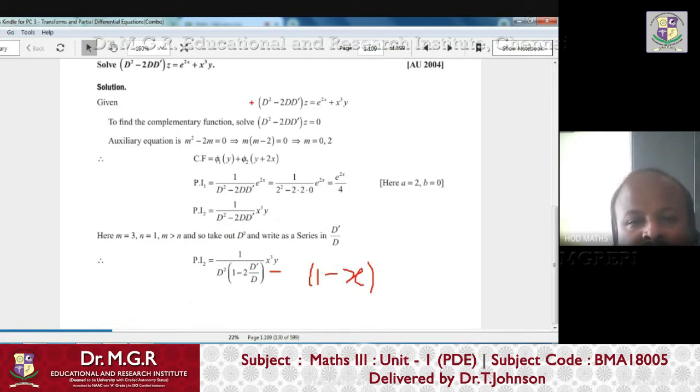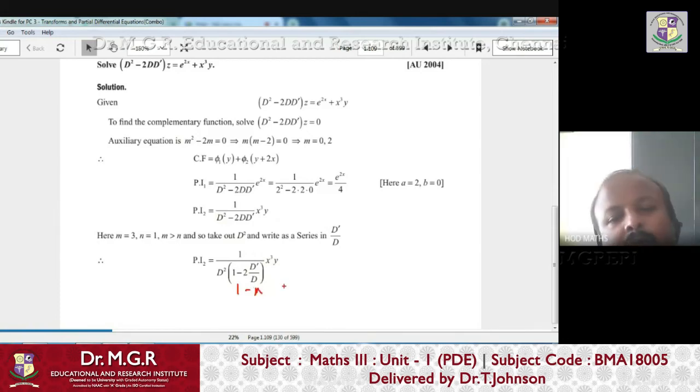Here you can see the denominator is nothing but D square minus 2DD dash. How to make it 1 minus x format? Take the first term out. So automatically it becomes 1 minus 2 times. Since you take D square out, the denominator is D square, but already 1D is in the numerator, so that D and this D square cancel out. So we'll get 1 minus 2DD dash in the denominator. Now this 1 minus 2DD dash is in the 1 minus x format.